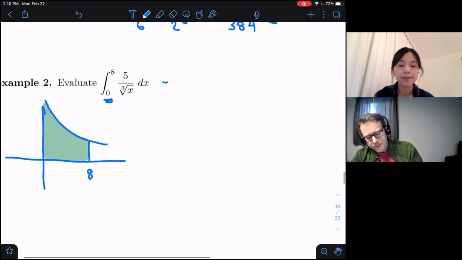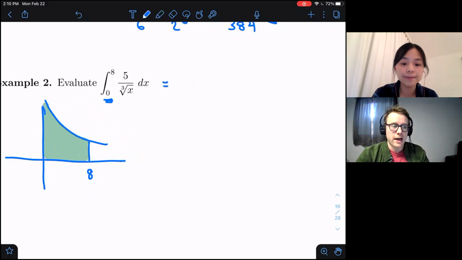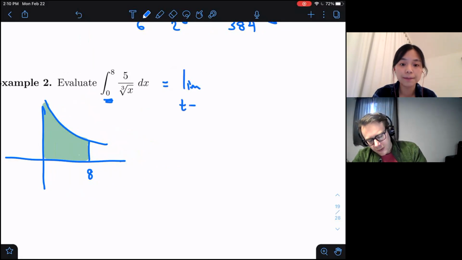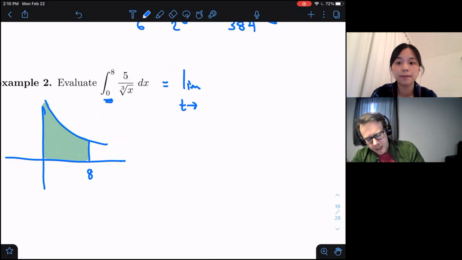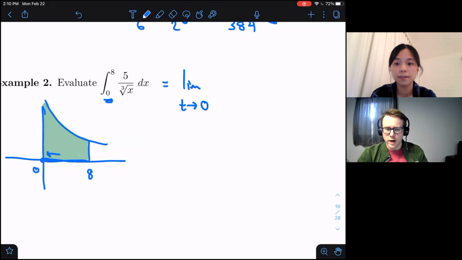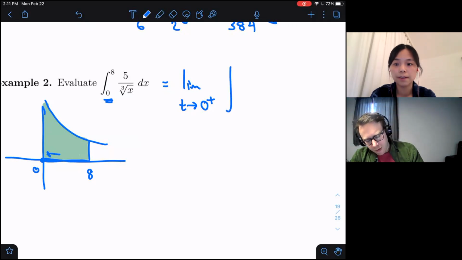Well, just like last time, I'm going to be careful around 0 and everything. I'm going to introduce this new variable, t. In this case, right at this discontinuity, t is approaching 0. And because our interval is from 0 to 8, notice it approaches 0 from the right. So the limit as t goes to 0 from the right; it never really approaches from the left because that's not a part of this interval. Now we're going to be integrating from t until 8.